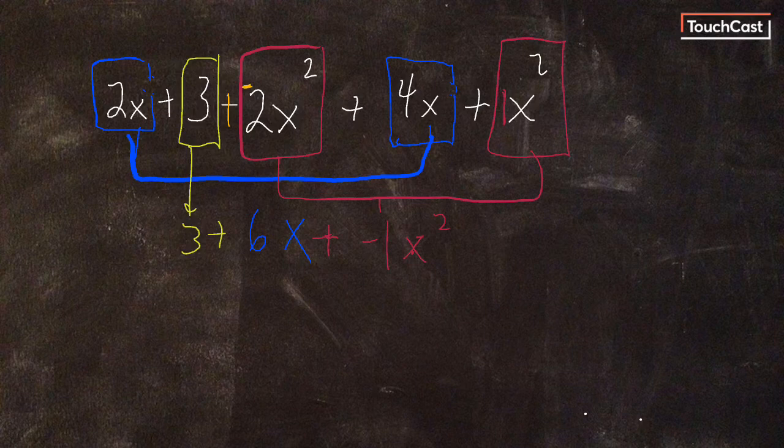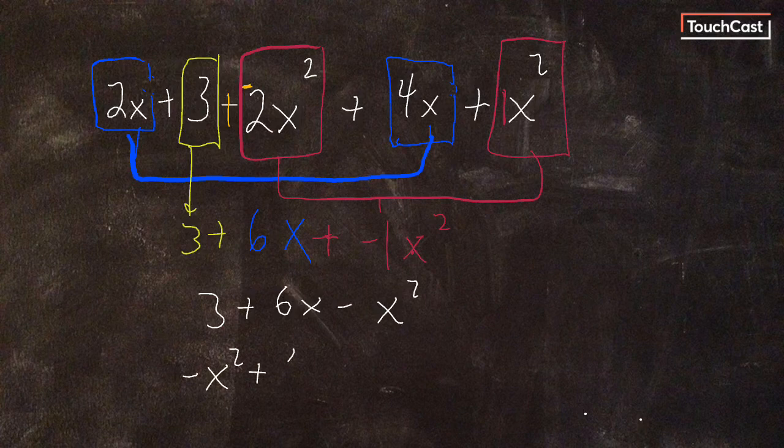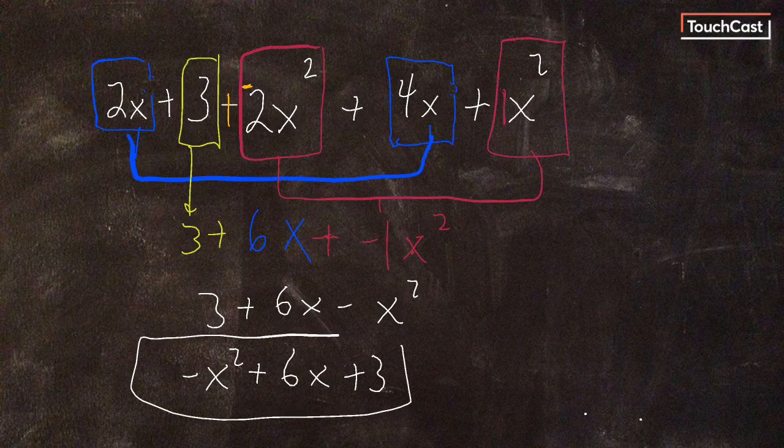If I were to rewrite this expression, I would write it as 3 plus 6x minus x squared. It's typically good practice to put the exponents in descending order, so you would actually write negative x squared plus 6x plus 3. And this would be your final answer.